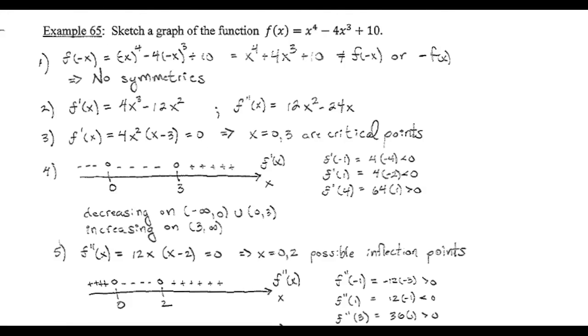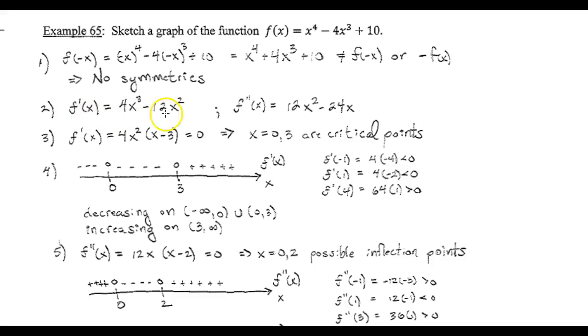So let's say we wanted to sketch a graph of the function f of x equals x to the fourth minus 4x cubed plus 10. First thing I want to do is see if there's any symmetry, about either the y-axis or the origin. So remember, you want to plug in minus x. If f of minus x happened to be the same thing as f of x, then you would have symmetry about the y-axis. That would be an even function. If f of minus x came out to be minus f of x, you would have symmetry about the origin, or an odd function. That doesn't happen in either case here, so there's no symmetry to this function.